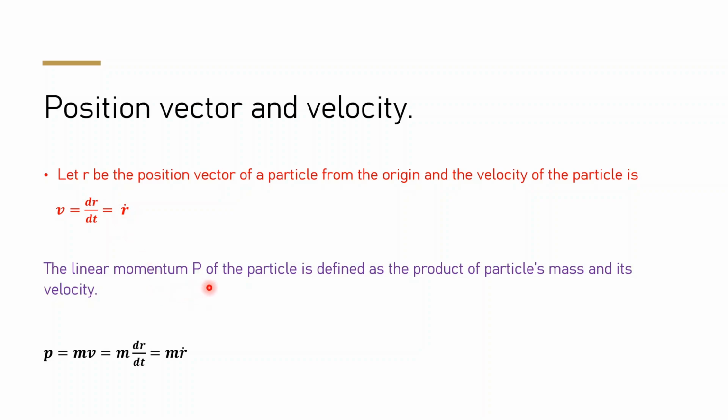The linear momentum P of the particle is defined as the product of particle's mass and its velocity. We know the equation P equal to mv. Here V is replaced by dr by dt. Then dr by dt is replaced by R single dot. So P equal to m R single dot.